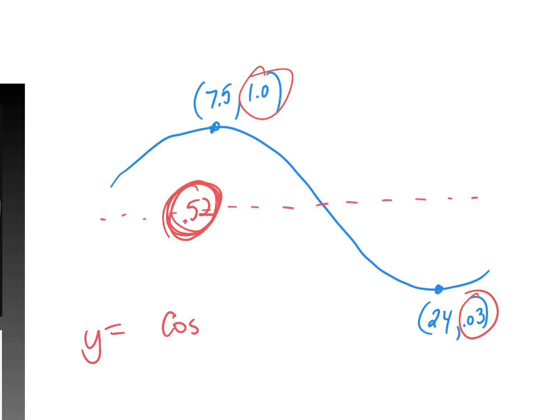Cosine of blah, blah, blah, plus 0.52. This part, from 52% to 1.0, which would be 0.48, that's our amplitude. Did anybody beat me to it and have a 0.48 in the front of their equation? Well, somebody online had it. That's awesome.